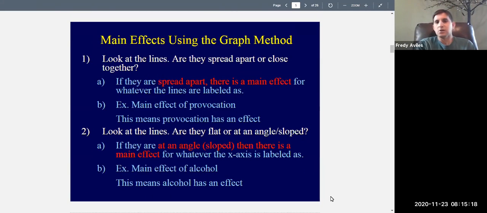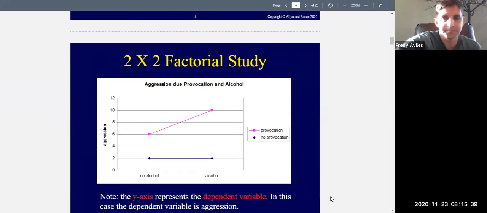Now, number 2, look at the lines again. Are they flat or at an angle? Are they sloped, right? If they're at an angle, if they're sloped, that means there's a main effect for whatever the x-axis is labeled as. Whatever the x-axis is, there's a main effect of that. Example, main effect of alcohol. That means alcohol has an effect. So let's go back to the graph again.